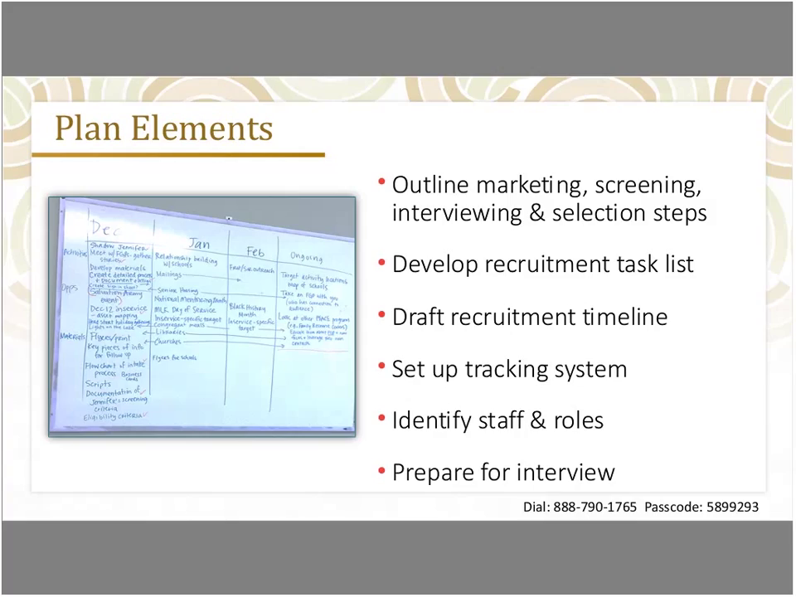It's important to have interview questionnaires available, and program information to share with your applicants. Who are you? What are you all about? What difference do you make? Because they're going to be interviewing you just like you're interviewing them.